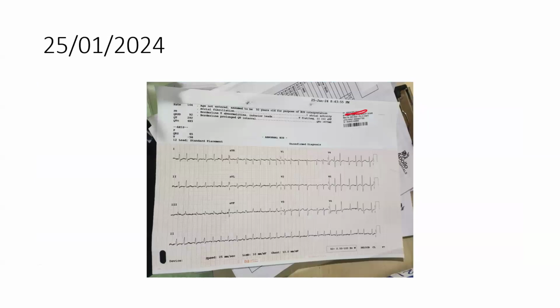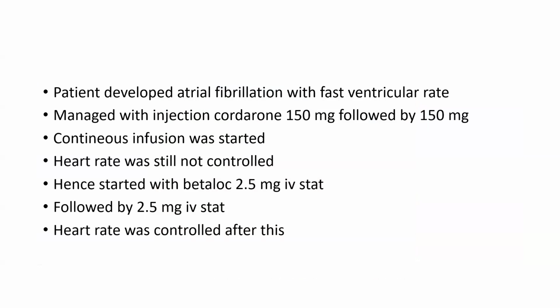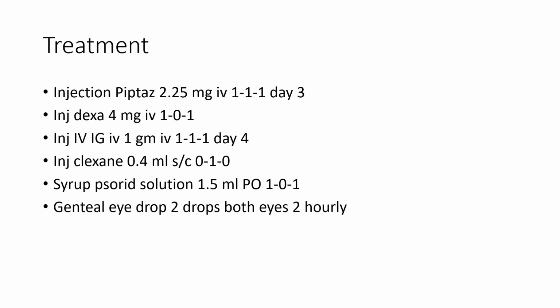On 25th of January, this patient developed tachycardia. We took an ECG, which showed atrial fibrillation with fast ventricular rate. We treated this with injection amiodarone 150 mg followed by another 150 mg, and gave a continuous infusion of the same, but the heart rate was still not under control. So we started him on Betaloc 2.5 mg IV stat, followed by the same dose of 2.5 mg IV. After that, the heart rate was controlled.